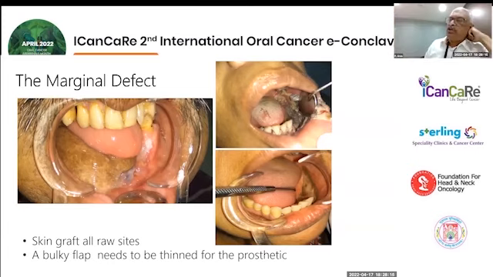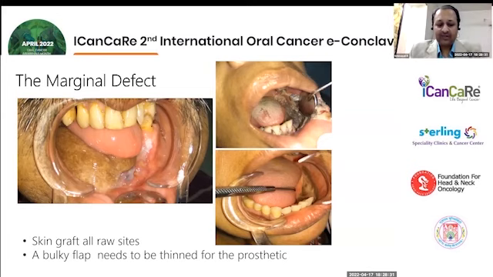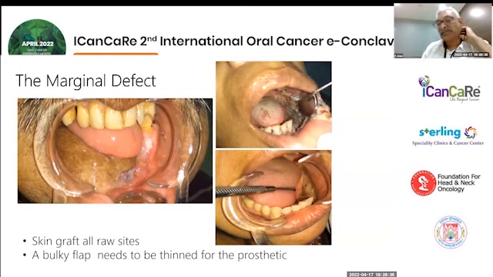So would a removable prosthesis sit on a boggy bed like a radial forearm, or maybe a lateral or infrahyoid flap? Do you think they need to be debulked before we can even give a removable prosthesis? Absolutely, sir. Pre-prosthetic surgery, right? Absolutely, sir. A bulky flap is never good for any kind of prosthesis, be it with implants or without it.